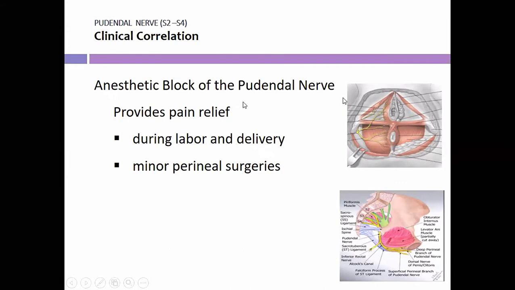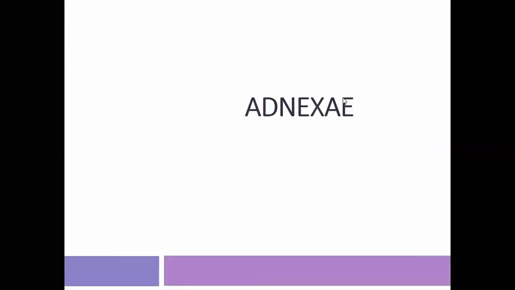Now, what is the clinical correlation about this pudendal nerve? Since it exits the pelvis through the greater sciatic foramen, this is the greater sciatic and the lesser sciatic, and between them is the ischial spine in the bony pelvis. During labor and delivery, an anesthetic block can be done by blocking the pudendal nerve so that labor and delivery will be less painful.